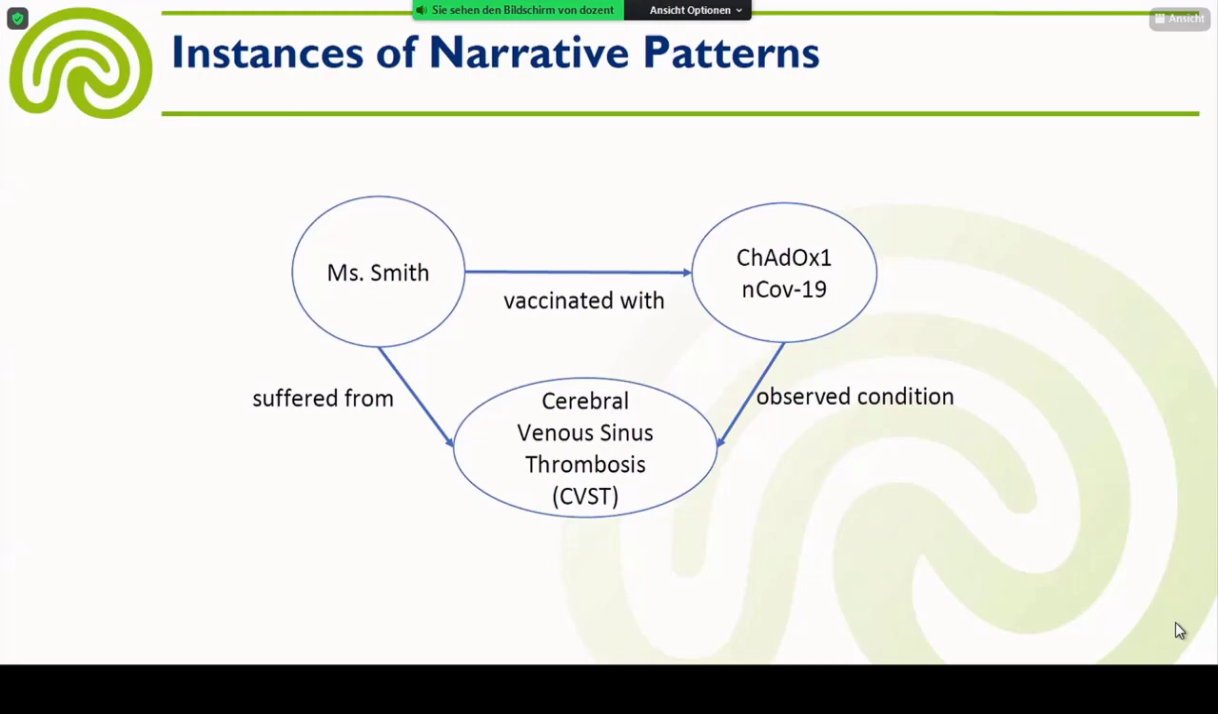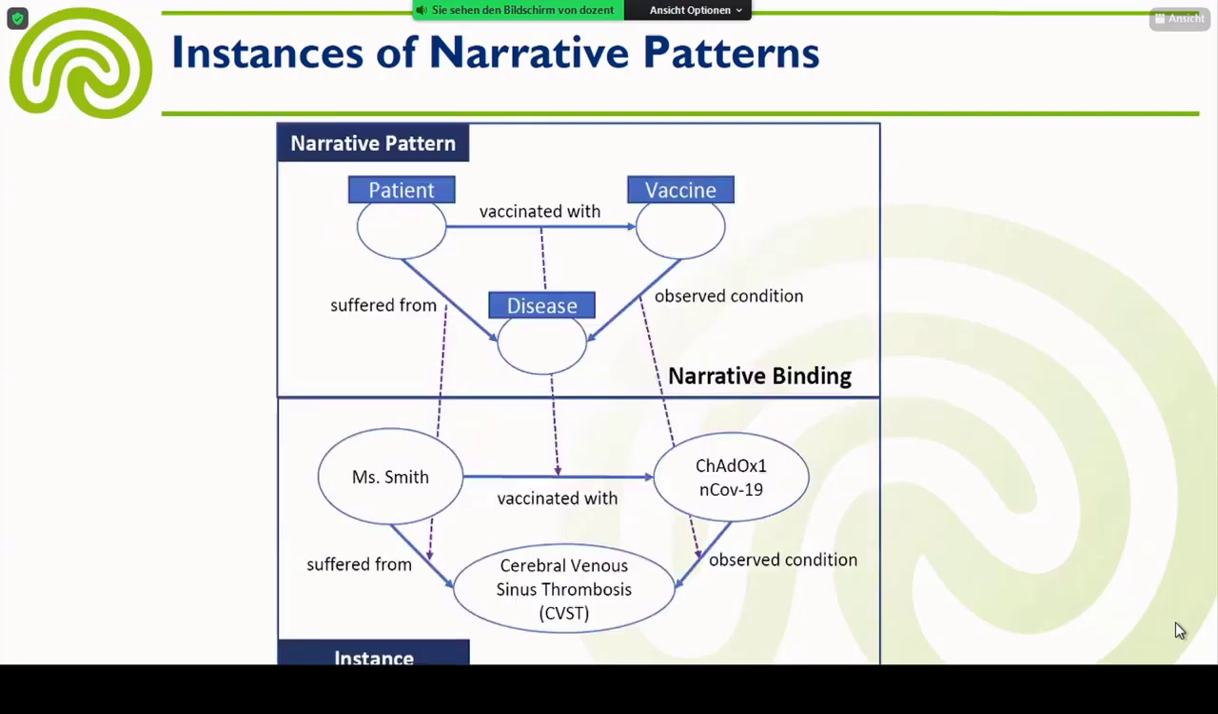The next term is an instance. An instance of a narrative pattern replaces the different nodes, the different placeholders, by real-world actors. So for example, Miss Smith suffered from CVST, and she was vaccinated with CAT-OX. This is a technical term for the AstraZeneca vaccine. So both concepts together: we have the patterns, the basic backbones of a story fragment, showing how entities can interact with each other, and instances, real-world instances where real persons and real entities interact and fulfill some role, for example.